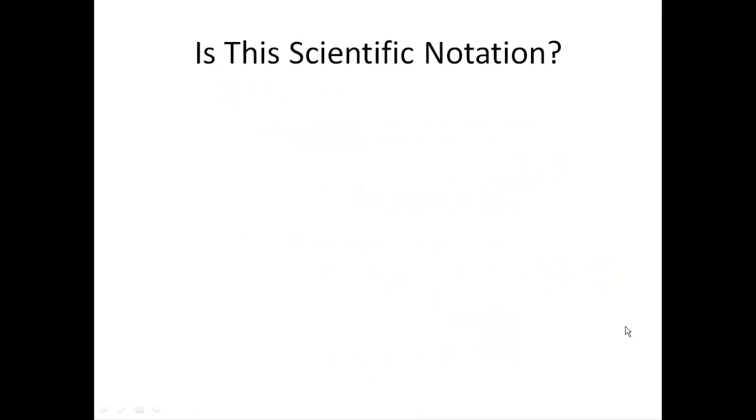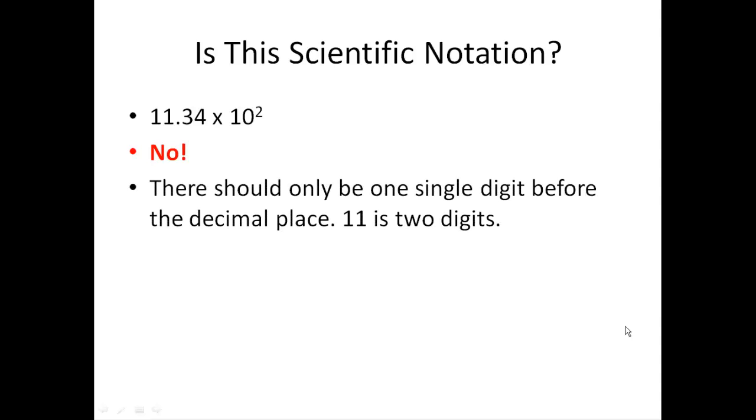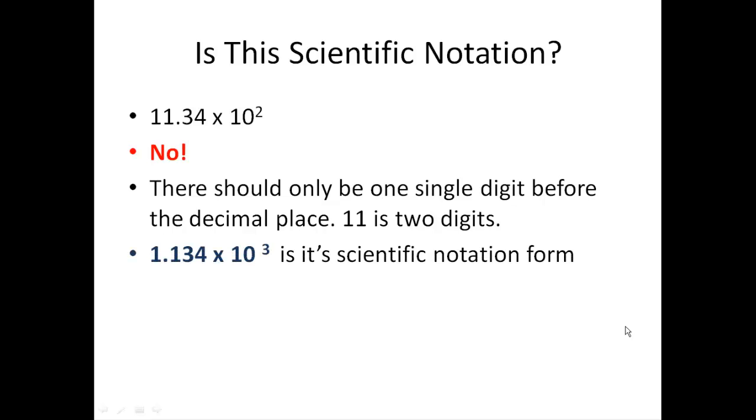How about these? I'm going to show you some and you tell me if it's scientific notation. Again, it's that specialized form: one digit, dot, and then however many other digits you have, times 10 to the appropriate exponent. So is 11.34 times 10 to the second scientific notation? Pause if you need more time. Why, heck no, it's not. Why not? There should only be one single digit before the decimal point. 11 is 2 digits. So what does a correct form look like? 1.134 times 10 to the third is its scientific notation form.